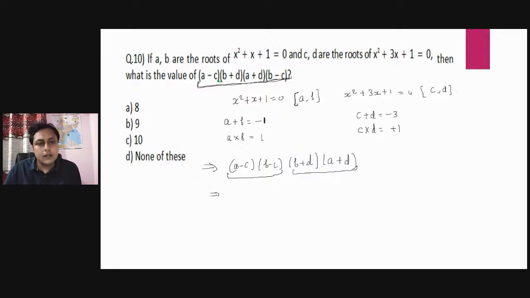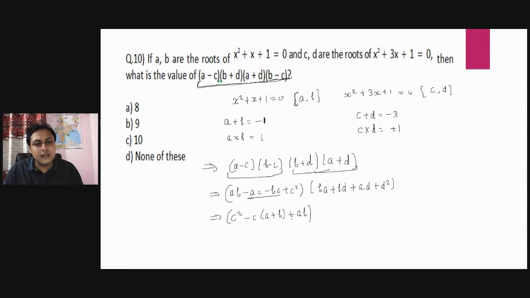So solve these two, open these two and these two separately, right? So what we'll get: a into b minus ac minus bc plus c square, and when you open these two brackets, what we'll get: ba plus bd plus ad plus d square, right? So c square, take minus c common from a, so it should be minus c into a plus b, plus a into b, and we know the value of a plus b and a into b. A plus b is minus 1, a into b is plus 1, right?